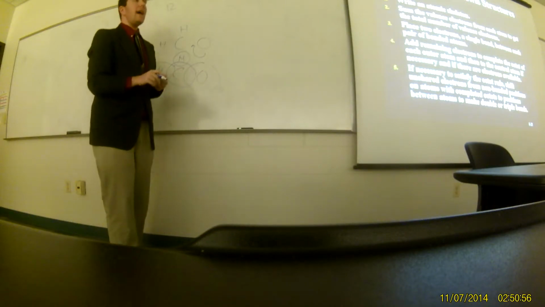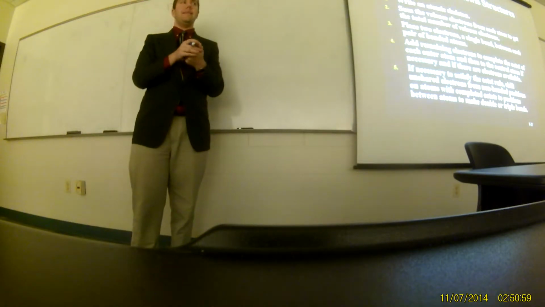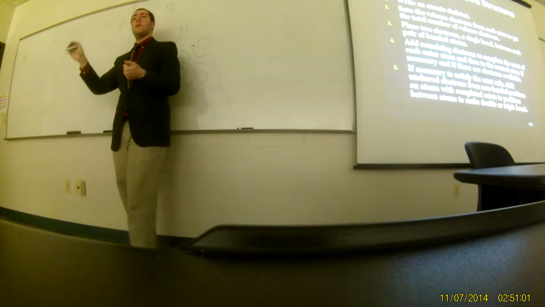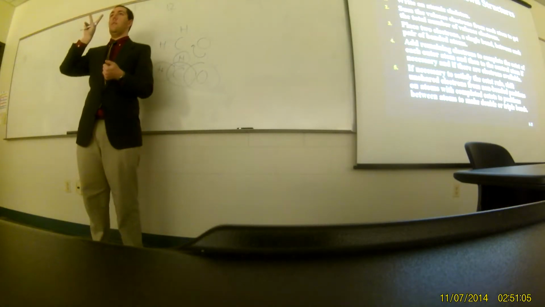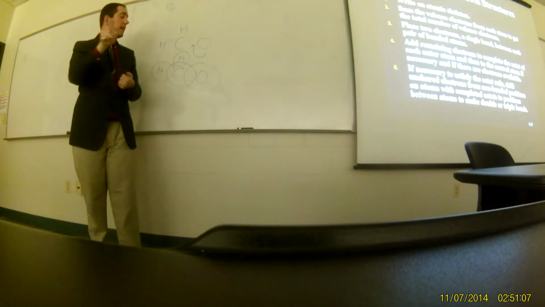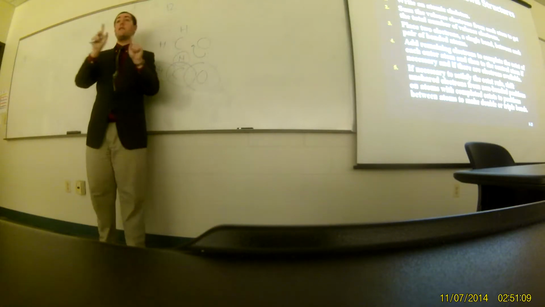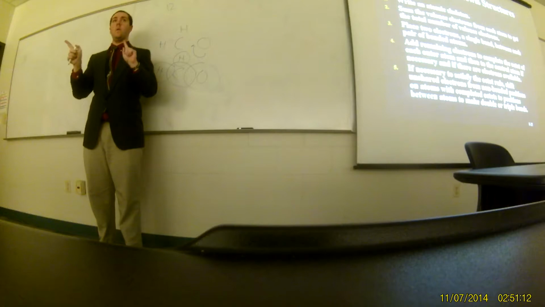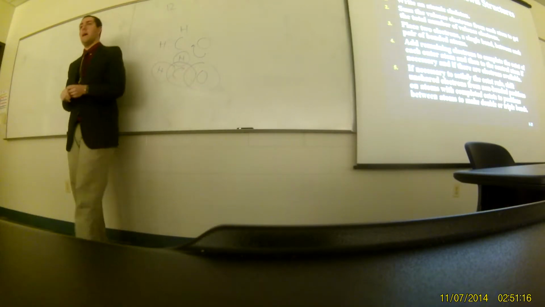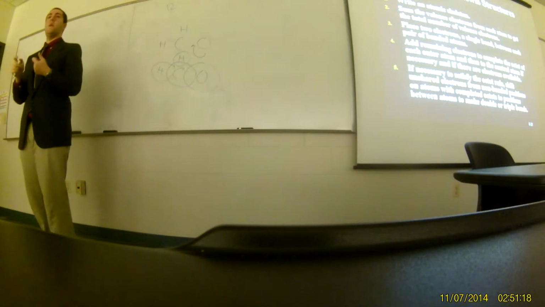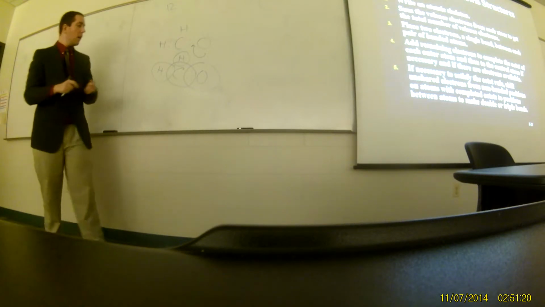Oxygen, we said, had 6 valence electrons. It needs 8, so it's going to want to gain 2, and it does that by making 2 bonds. And you can make 2 bonds either as 2 single bonds or 1 double bond. So here, oxygen has made 1 double bond. So it's behaving like we would expect it to behave.